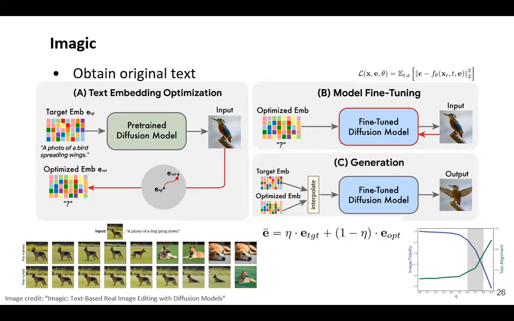After optimizing that, we'll have the original text, and the text we try to edit, basically the description, like we want to have a photo of the bird, but spreading wings, but still the same bird. After finding this optimized embedding, or basically the semantics related to the original image's text embedding, we can simply interpolate or combine them to produce the final image with the same bird, but with wings spread.